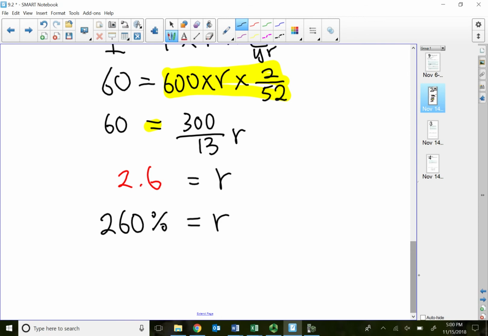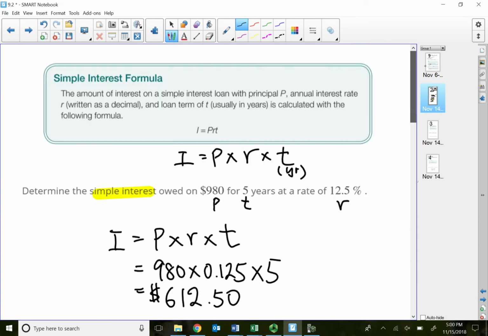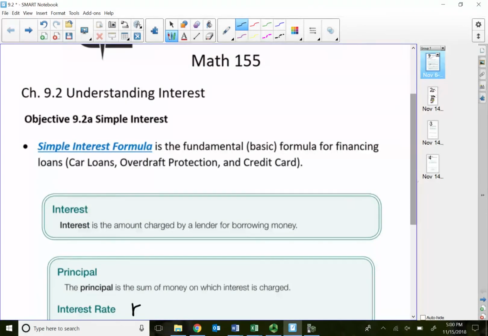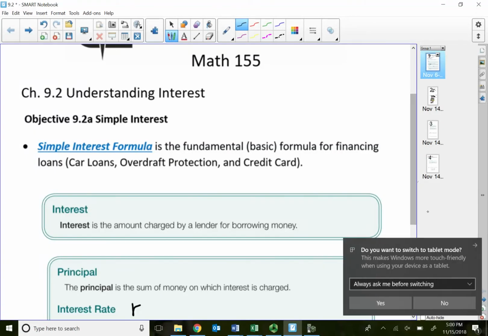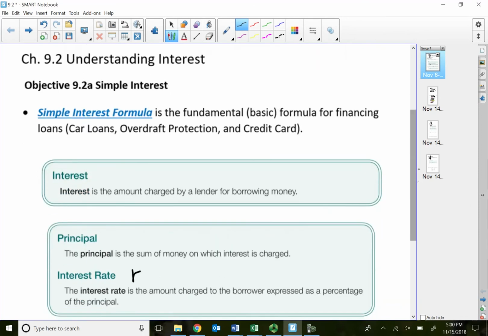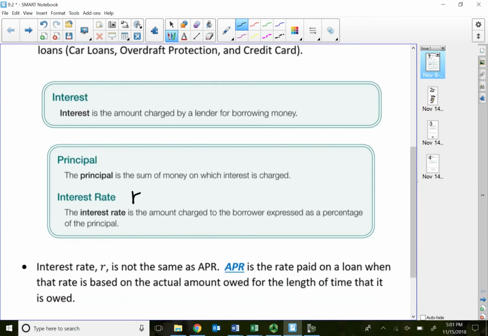All right, so basically the simple interest formula, I equals principal times rate times time, is our most basic fundamental interest formula, as far as borrowing money is concerned. Okay, so in the next lecture video, we're going to talk about another formula, which is called the compound interest formula, which we normally use for investments or for inflation type of problems.